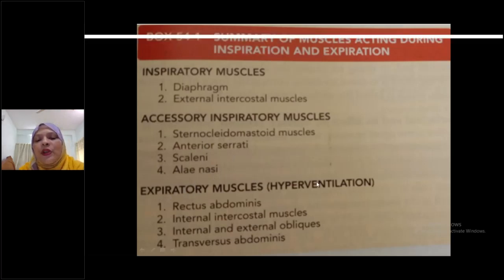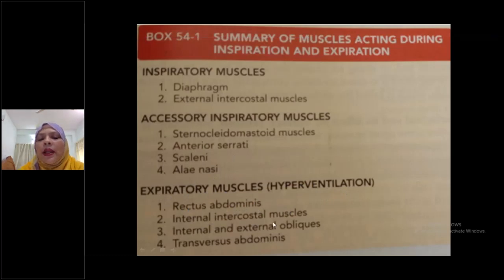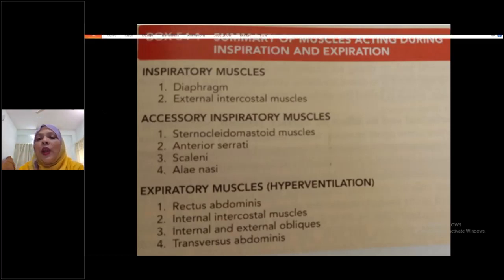Now, expiratory muscles, that is for forceful expiration. First muscle, rectus abdominis, and number 2, internal intercostal muscles. And you can tell here also internal and external oblique muscle and transversus abdominis. These are the summary of muscles involved in normal quiet inspiration, forceful inspiration, and forceful expiration.